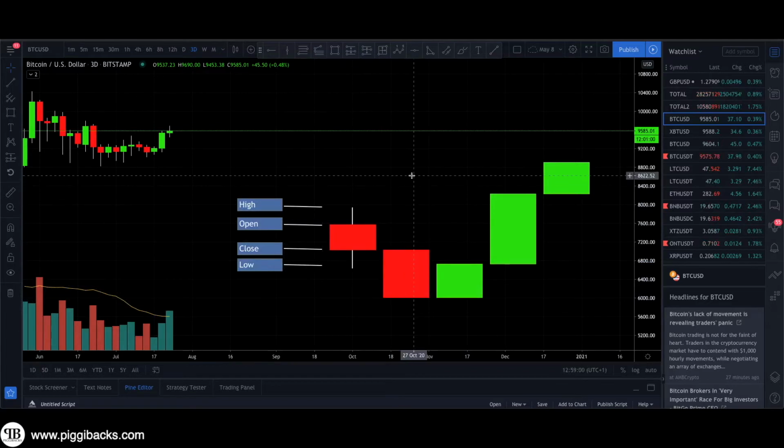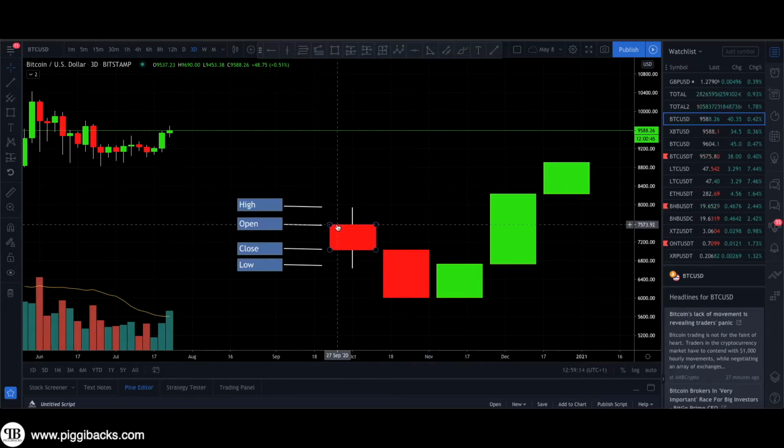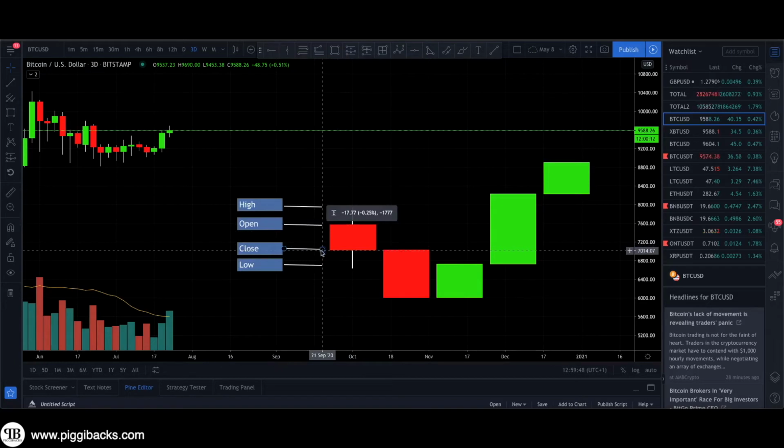Can you see how it is important to be able to determine whether a candle is red or green, and that will help you in reading your chart. So for a red candle, the open is at the top of the body, the close is at the bottom of the body, the low always remains at the bottom of the wick, and the high always remains at the top of the wick. The high is the highest price that the market moved within that 3-day period. This is the opening price within that 3-day period. This is the closing price within that 3-day period, and this is the lowest price within that 3-day period.